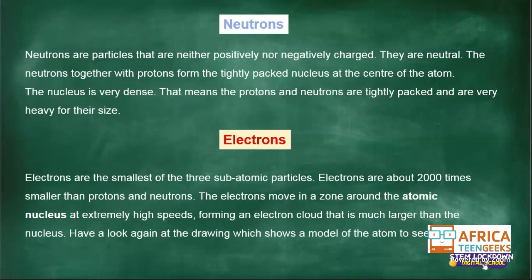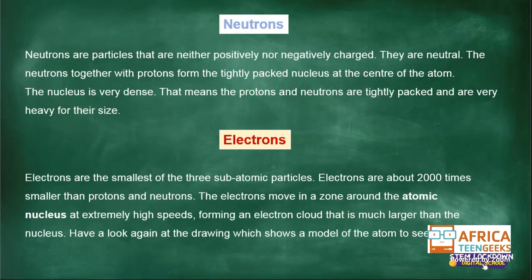Now, because it is tightly packed, we say that it is dense. The protons and the neutrons, because it's very dense and tightly packed, become heavy for their size.